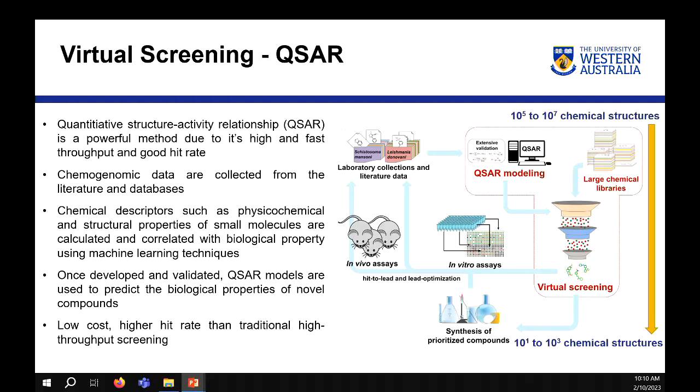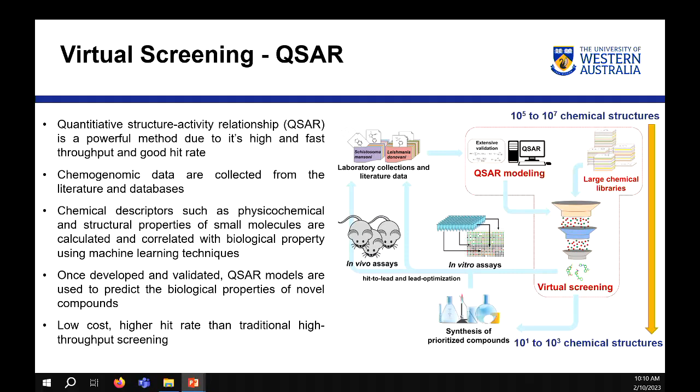So, virtual screening. I'm going to go through this diagram here. Like I said, QSAR uses laboratory collections and literature data on all chemicals that have been trialed. So they collect all that data: any safety data that people might have done, any safety screening, any efficacy screening, and any other information, such as PK studies done on the drugs. They all go into this QSAR modelling.